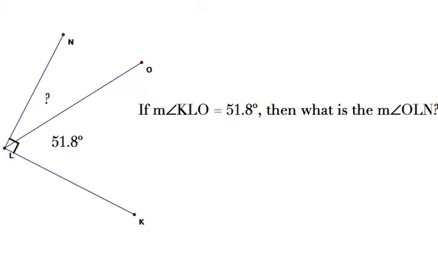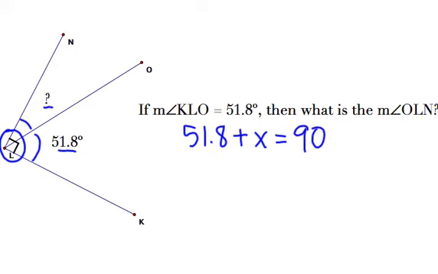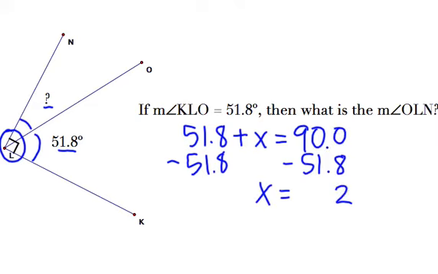Our next one here, you notice we have a right angle that's split in 2. So it's telling us that KLO is 51.8 degrees, and we're looking for this OLN angle right here. But we know that the 2 of them together have to add up to 90 degrees because we see that little box in the corner. So I know that 51.8 plus my unknown has to equal 90 altogether. So again, I'm just taking that away to figure out what it has to be. So in this case, X is going to be 38.2 degrees.